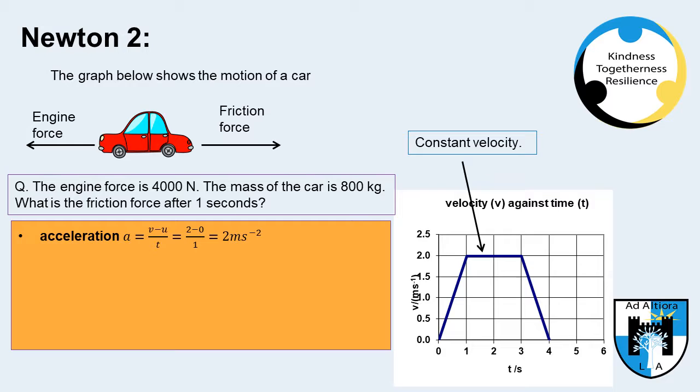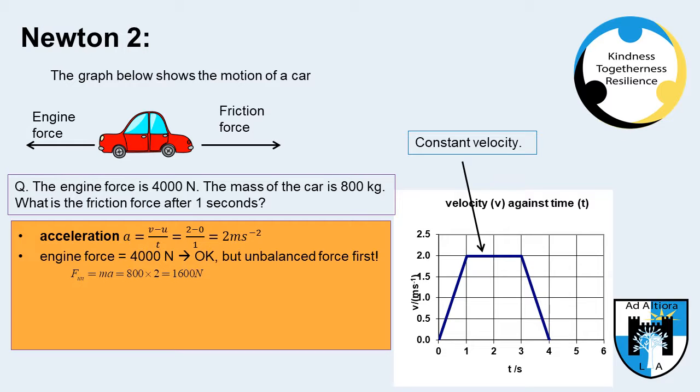Right, so how do we calculate the acceleration? Well, we can do it with the gradient of the graph, or a equals v minus u over t, which is essentially the same thing. Because we've done this in previous lessons, I'm not going to go over this in any detail. It ends up being, at 1 second, the gradient of the graph is going to be 2 meters per second squared. The engine force is 4,000 newtons. Okay, we need to get the unbalanced force first.